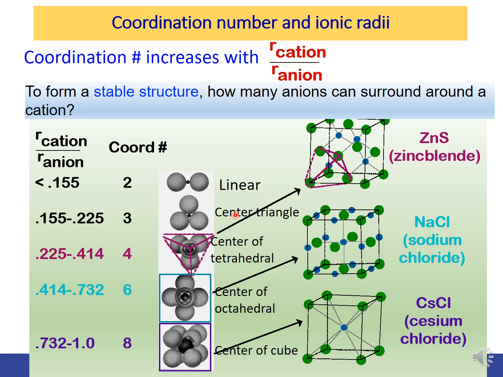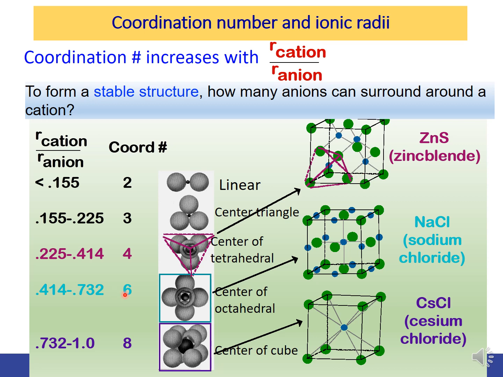And the common materials that have coordination 4, 6, and 8 respectively are, first, the zinc blende structure, which has the FCC structure formed by the sulfide ions, which are bigger, with the zinc ions fitted into the center of tetrahedra, because their RC over RA ratio is in this range. Coordination number must be 4, so that's the assembly of the zinc blende structure.